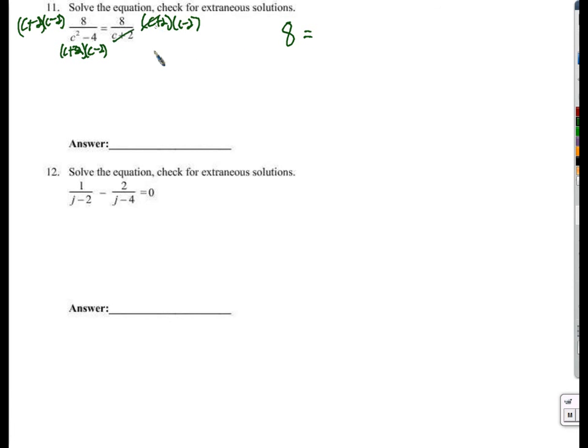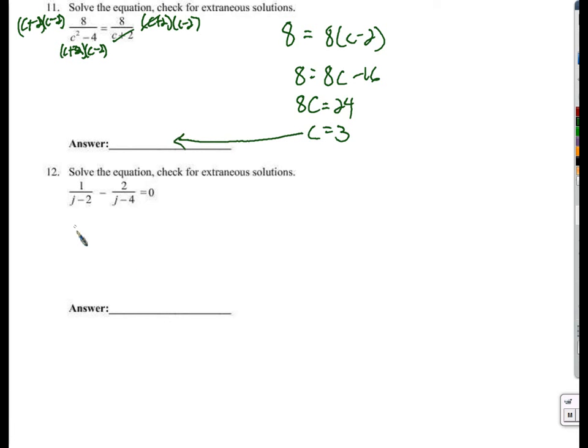Here, the c plus 2 and c plus 2 cancel. We get 8 times c minus 2. 8 equals 8c minus 16. We'll add 16 to both sides, and 8c equals 24. c equals 3. That's a good answer. That's what we put right there.